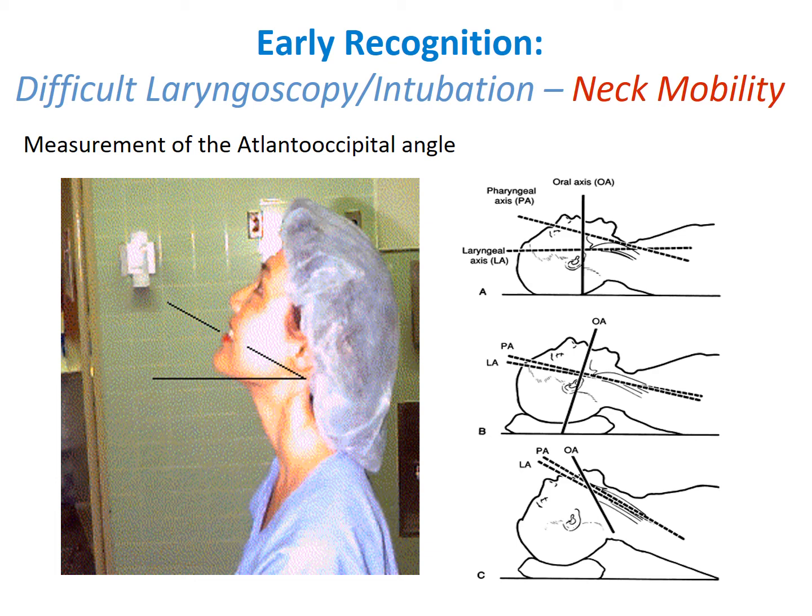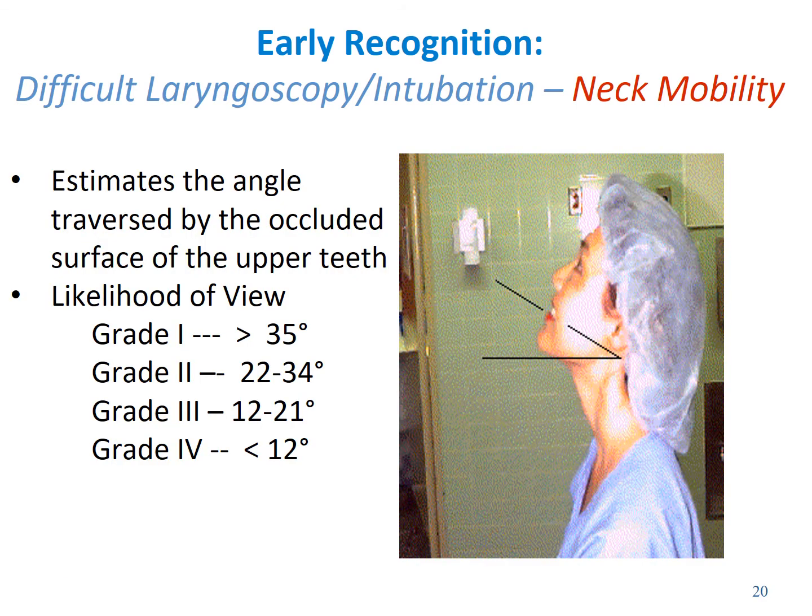Well, one of the things that you can do is you can actually measure the atlanto-occipital angle, which is shown in the picture on the left-hand side. And especially what you're actually doing here is you're trying to figure out how easy it's going to be to align those 3 axes. So what we're trying to do here is estimate that angle. You have the occluded teeth at the surface, and you draw a line, and you go to just below the ear, and then a straight line across at the jaw. And essentially, this is going to help you decide who you are likely to have a good view with.